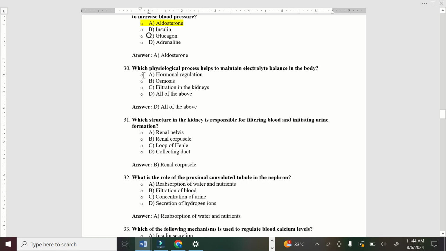The next MCQ is: which physiological process helps to maintain electrolyte balance in the body? A. Hormonal regulation. B. Osmosis. C. Filtration in the kidney. D. All of the above. So the correct option is D. All of the above.